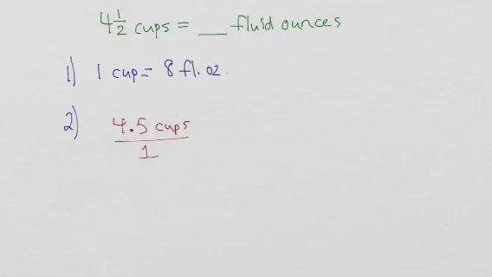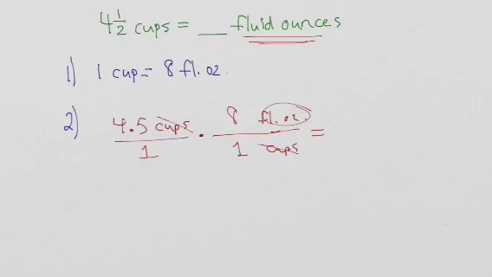Next step, we want to write our conversion factor, and we're going for the answer of fluid ounces, so we want that as the top number. We want the cups, the unit we're trying to cancel out, in the bottom, because as we're going to find out in a moment, we're going to cross-cancel those units, and we're going to end up with fluid ounces as our answer. So we want to write the 8 in the numerator and the 1 in the denominator. 8 fluid ounces is the same as 1 cup.